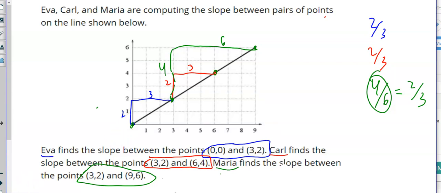I hope this was a nice review for you of slope. I know you've had it before, but you need to really be solid on slope. We use it quite a bit, so you want to be almost mistake-free, just really solid on finding the slope given 2 points.